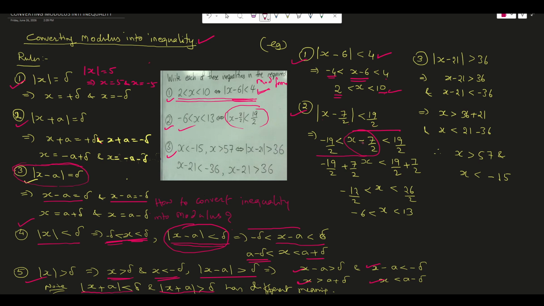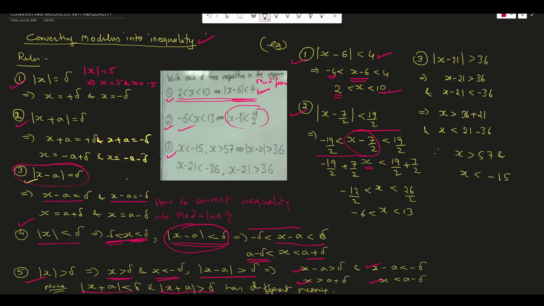Okay, and if you combine them together, you can write this as minus 19 by 2 less than x minus 7 by 2 less than 19 by 2. This is the way of writing inequality. Or you can read it this way: x minus 7 by 2 is in between minus 19 by 2 and 19 by 2. Any way you can interpret it. Now we want x, right? So in the middle you have x minus 7 by 2. If you add 7 by 2 to the middle term, the minus 7 by 2 and plus 7 by 2 will kill each other and you will be left with only x, right?